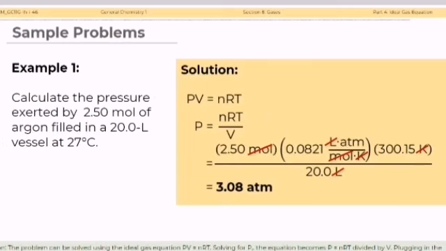The problem can be solved using the ideal gas equation, or PV equals nRT. Solving for P, the equation becomes P equals nRT divided by V. Plugging in the given values, P is 2.50 moles times 0.0821 liter atmosphere per mole Kelvin times 300.15 Kelvin divided by 20.0 liters. Canceling the units and simplifying, we get 3.08 atmospheres.